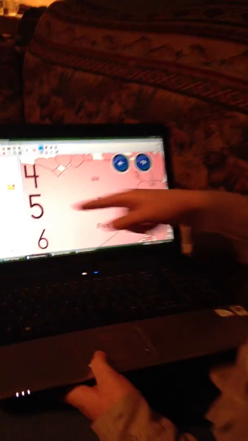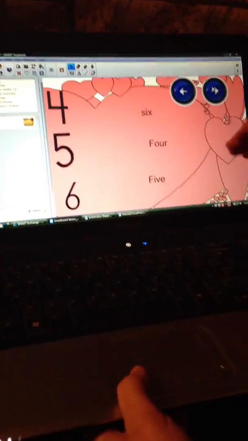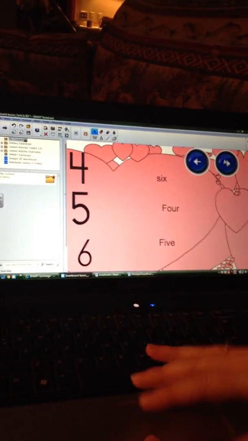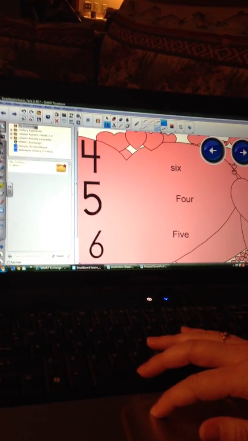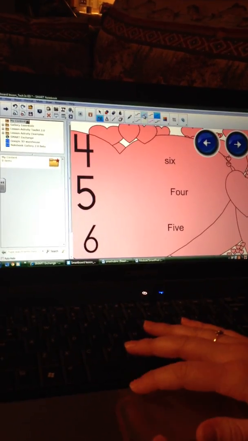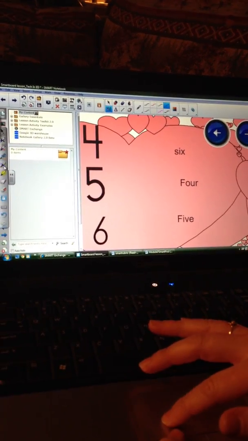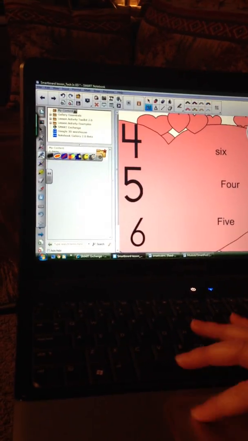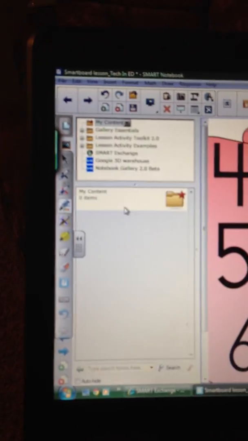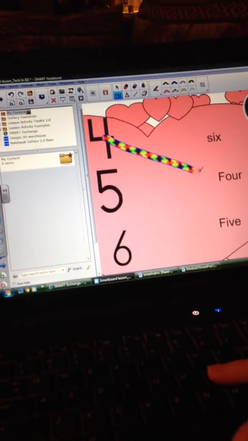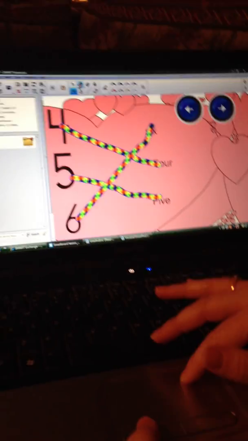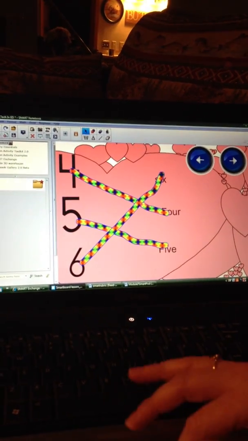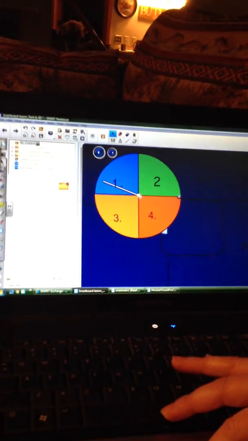This is dragging. They're going to draw a line to the correct number that it is written in words with the numbers. And so this just helps me to see that they know that they're the same, even though it's written differently. And so I would actually let them use the creative pen, and I really like it, because they get to choose whichever one they want. So I like the rainbow the best. So we would choose four, five, and six. And then that's that one.